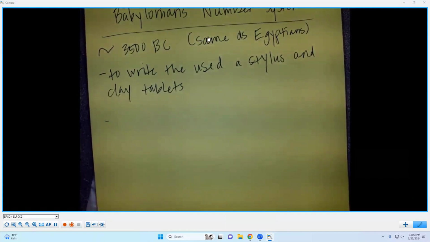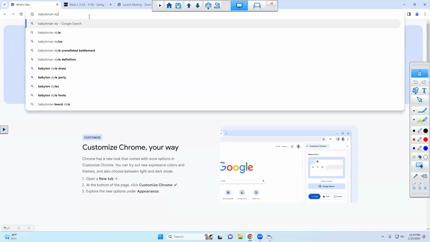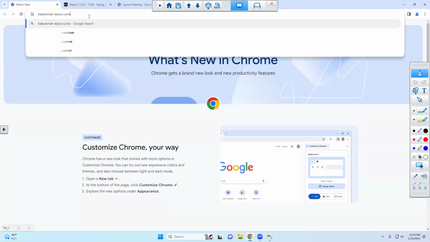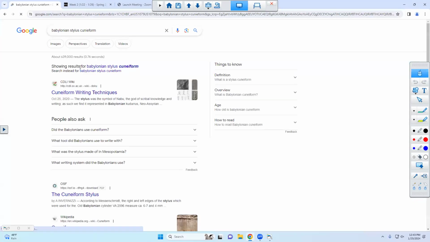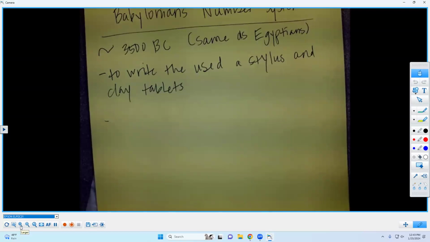Let me see if I can pull up a picture of what the stylus looks like. Cuneiform. So this is kind of what the writing looks like, but there were two sides to the stylus. One side made these longer things, and the other side made smaller triangles. So it made two different impressions that you could use to write your numbers.